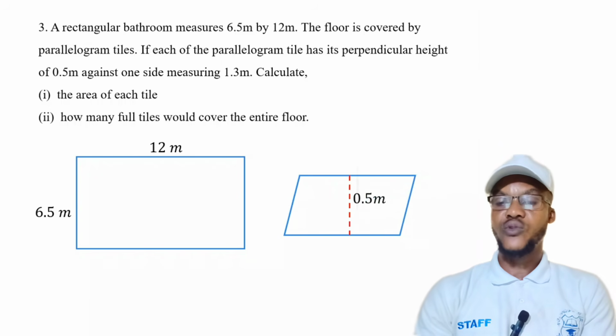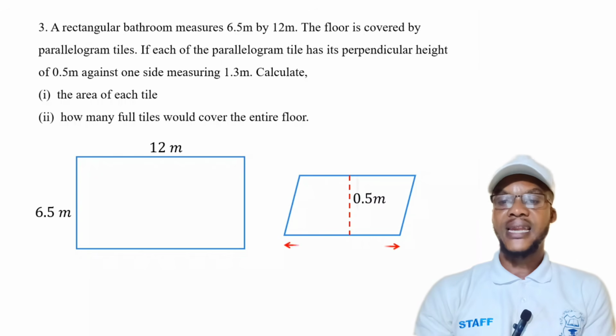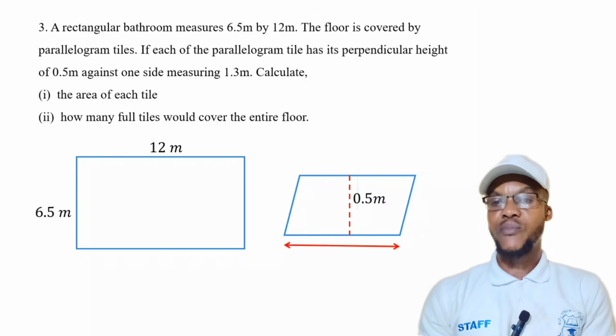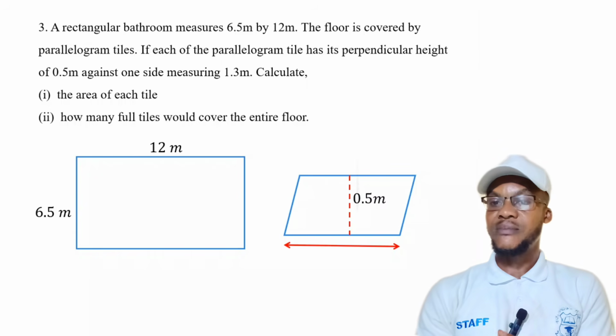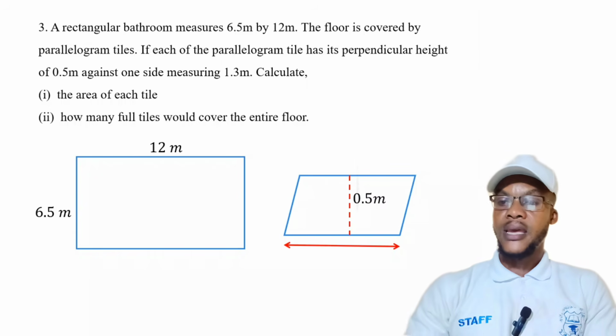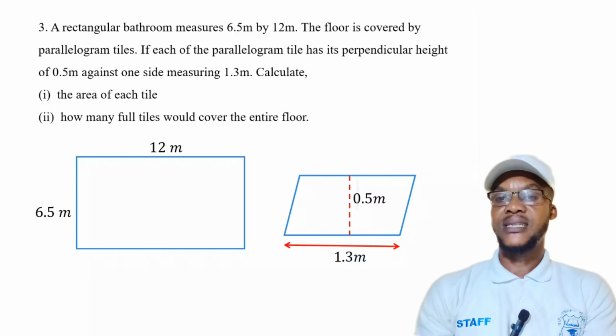So once we know the height, then let's also identify the other part which is given. Okay, because we are saying that against one side measuring 1.3. So automatically that becomes the base. Always you realize that the perpendicular height, the height is perpendicular to the base. All right, yes, and that is what we have as 1.3.